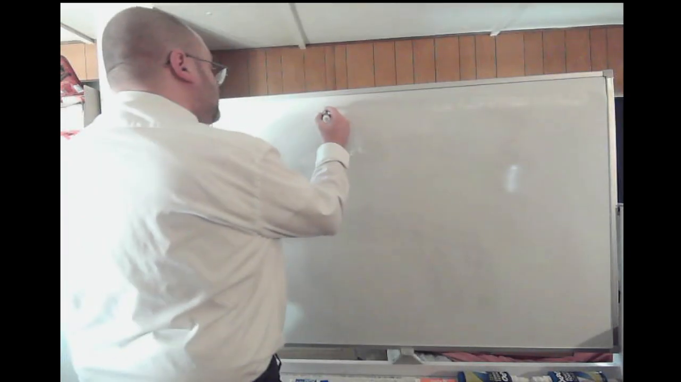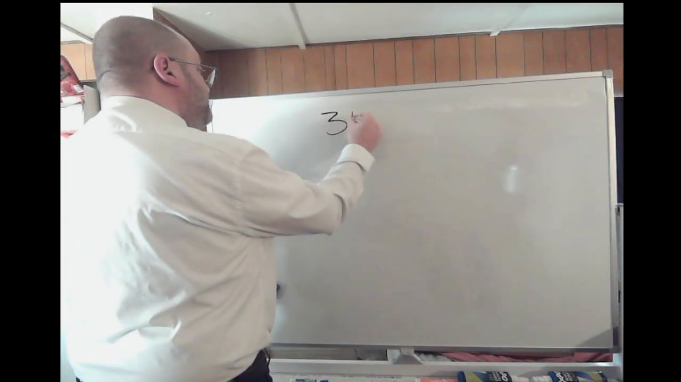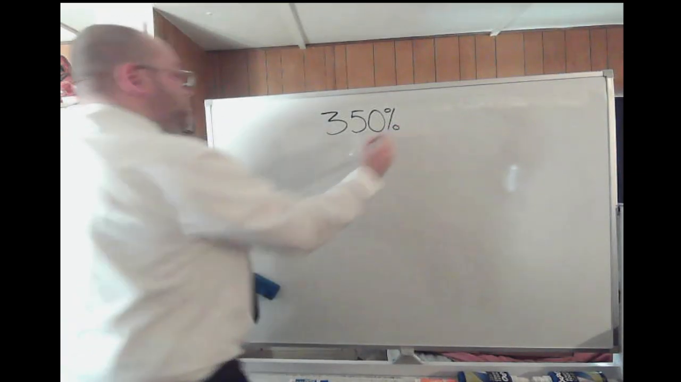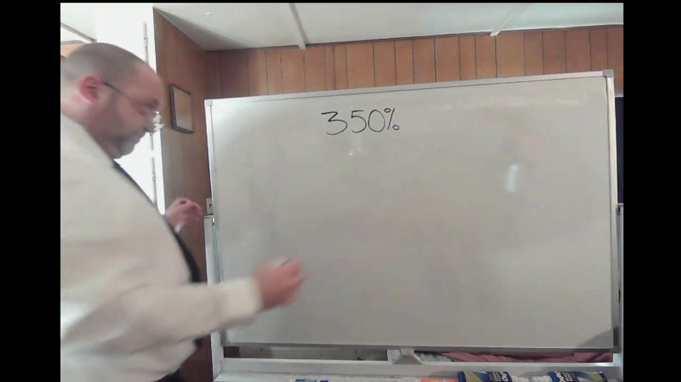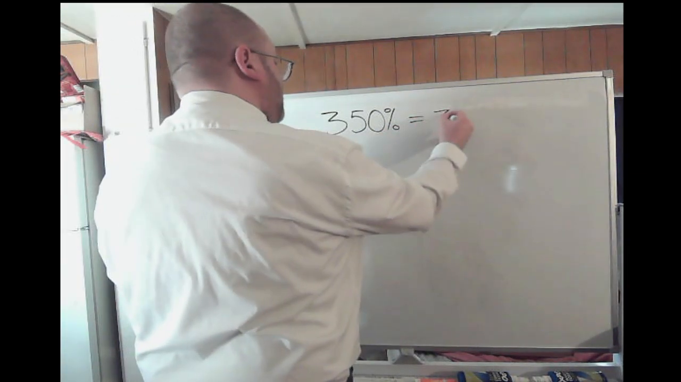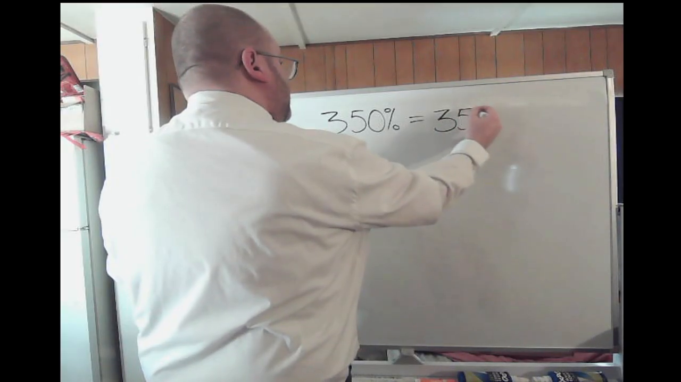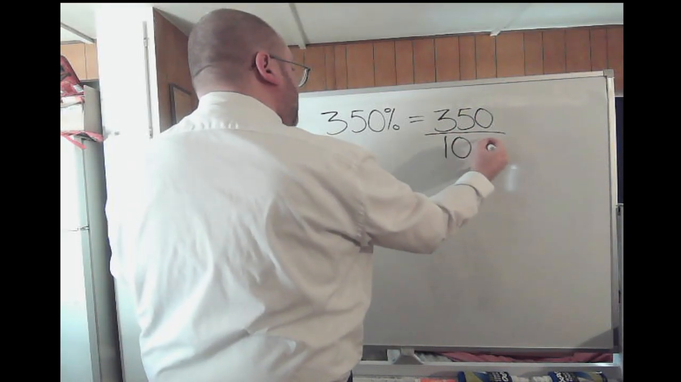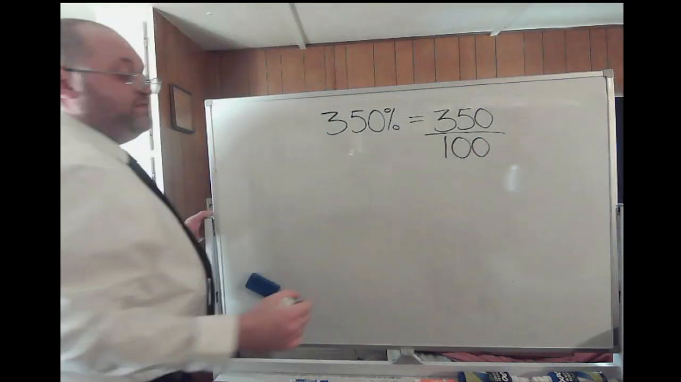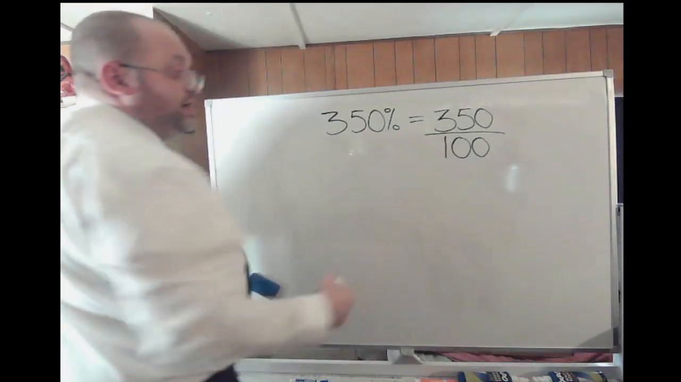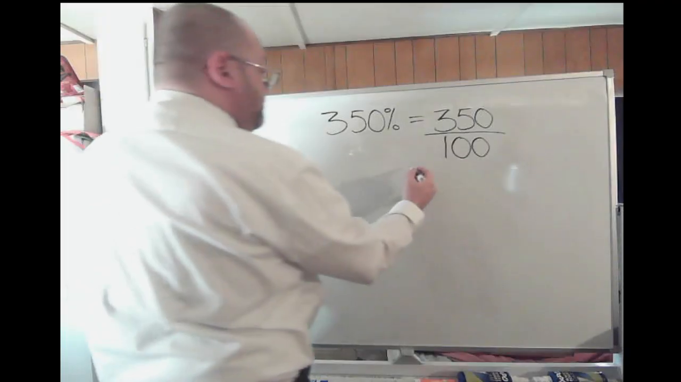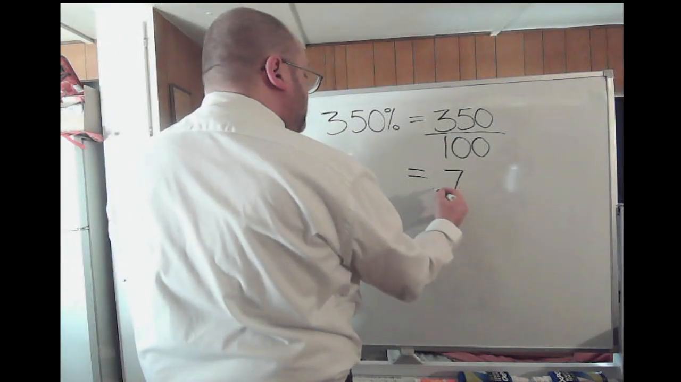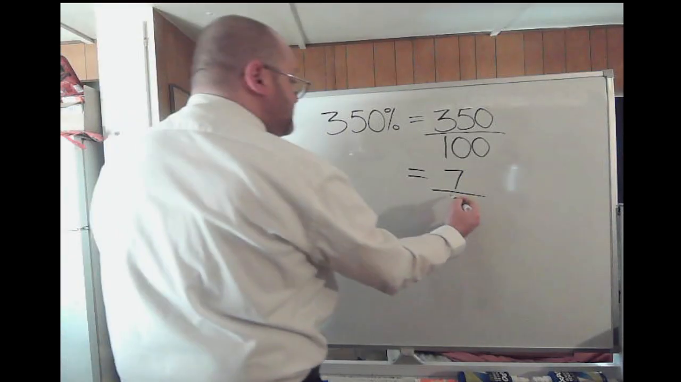Alright, I'll do it again, this time with 350%. So we got 350%. Well, percent, that means that's over 100. That's 350 out of 100. Well, 350 and 100 both have a common factor of 50. So if we divide 350 by 50, you get 7. If you divide 100 by 50, you get 2.